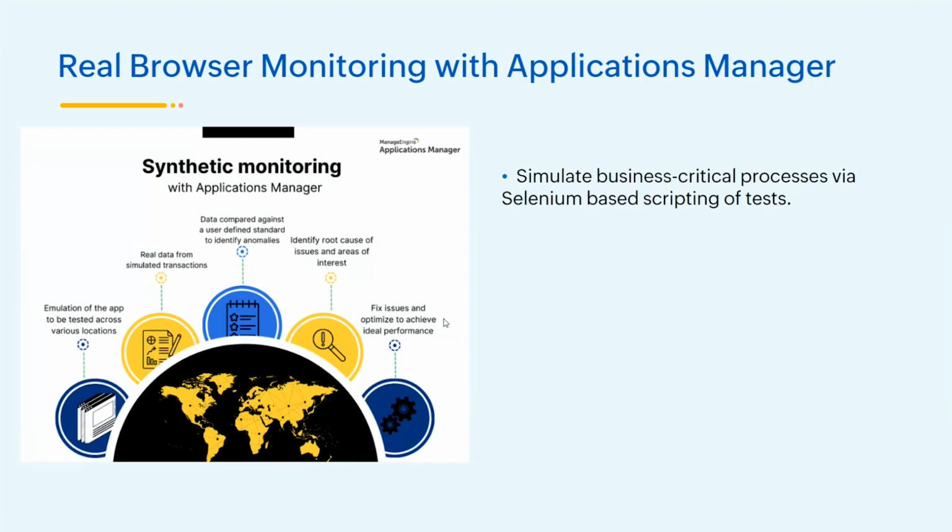So Applications Manager's synthetic transaction monitoring feature, which is also known as a real browser monitor, opens up an actual browser like Firefox from multiple geographical locations and tracks how these elements in your website load from that location, and more specifically, the way users view them. First, it simulates the business critical processes via Selenium based scripting of tests. So every action that we perform while recording, be it hovering, clicking on an element, all of it will be saved in a Selenium based script file.